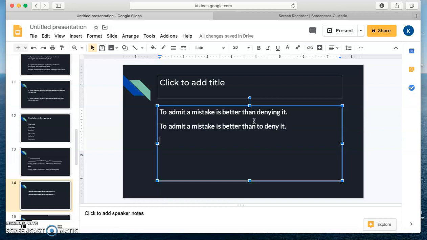or the other equally valid, admitting a mistake is better than denying it. Both of these are correct. Both of these are parallel, because here we have an infinitive, the progressive, the progressive. Absolutely. Both of these are perfectly valid. They are correct. They are good to go. And again, we have our better than. We have this than here as our comparison, as our stem, to make sure that what we're doing is correct and valid and good to go.